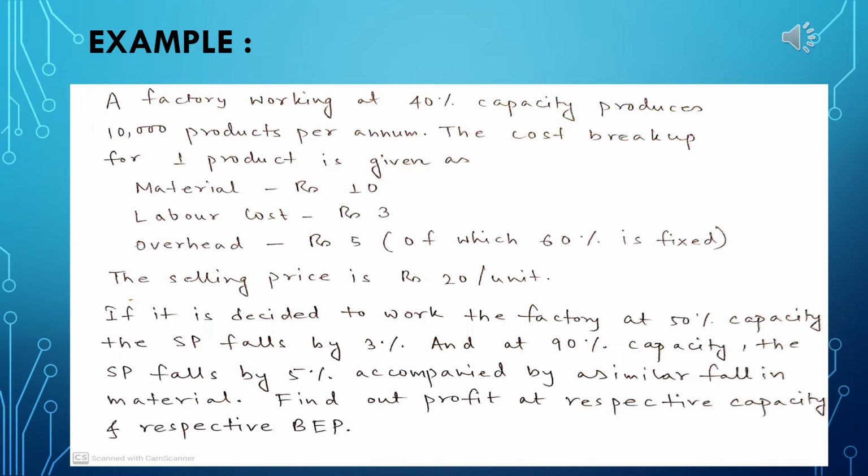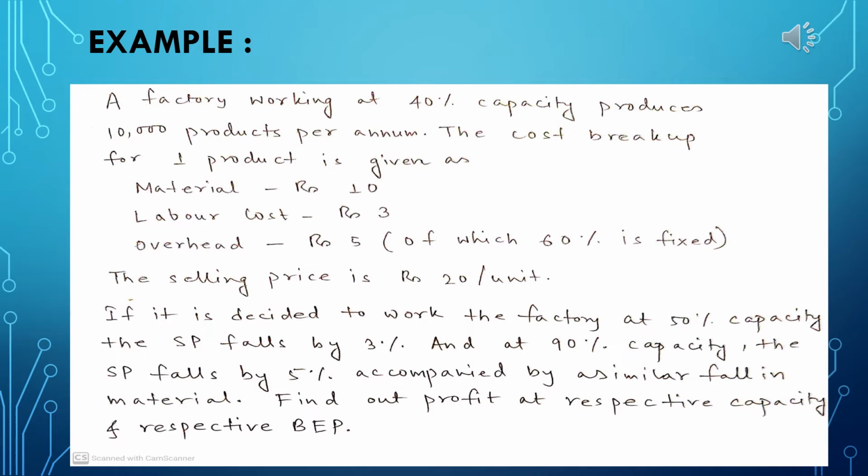Let us take into consideration a few mathematical examples of the concept of break-even point. Here in this example it has been said a factory working at 40% capacity produces 10,000 units per annum. The cost breakup for one product is given as material rupees 10 per unit, labor cost rupees 3 per unit, overhead at rupees 5 per unit, and it has also been mentioned that 60% of the overhead of rupees 5 is fixed overhead, and the selling price is rupees 20 per unit.